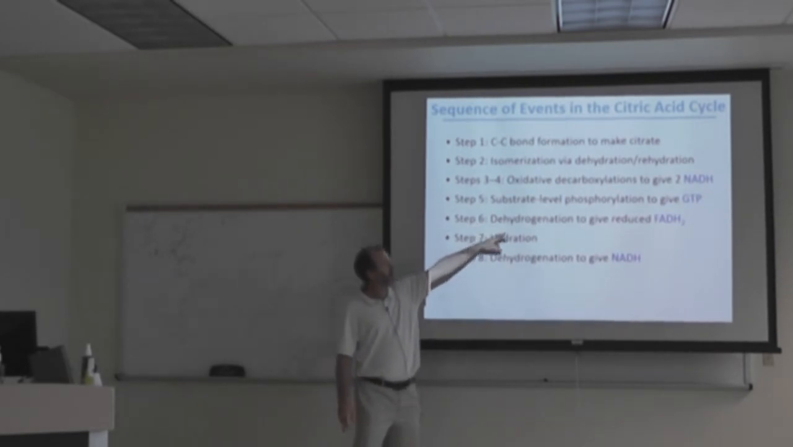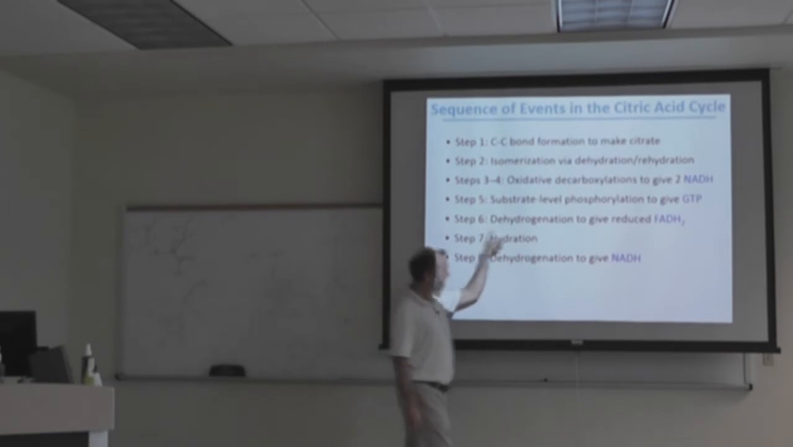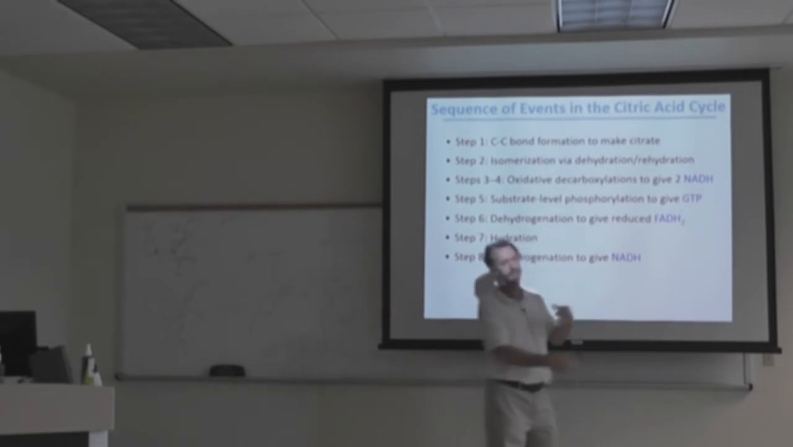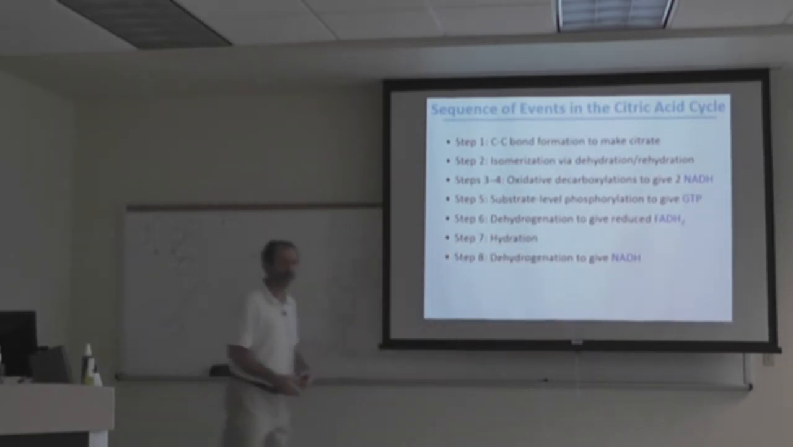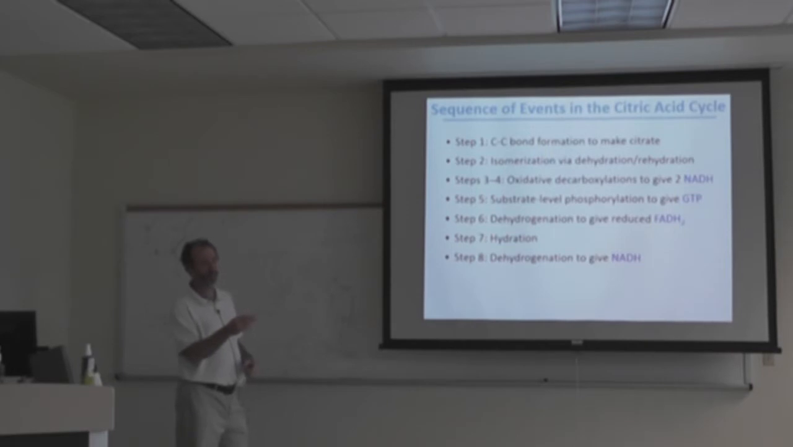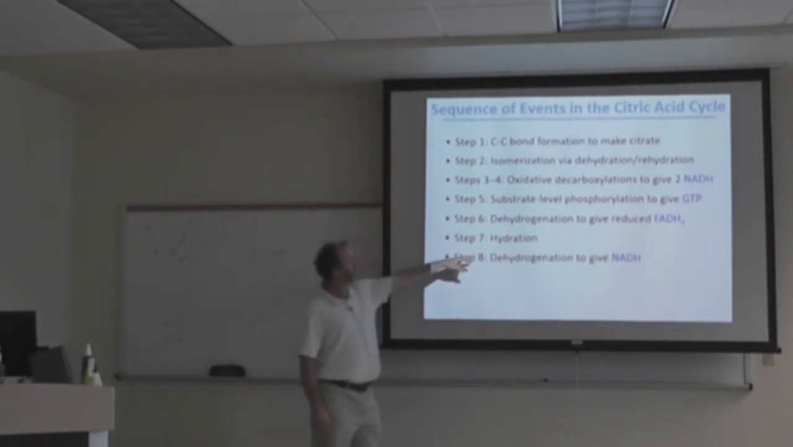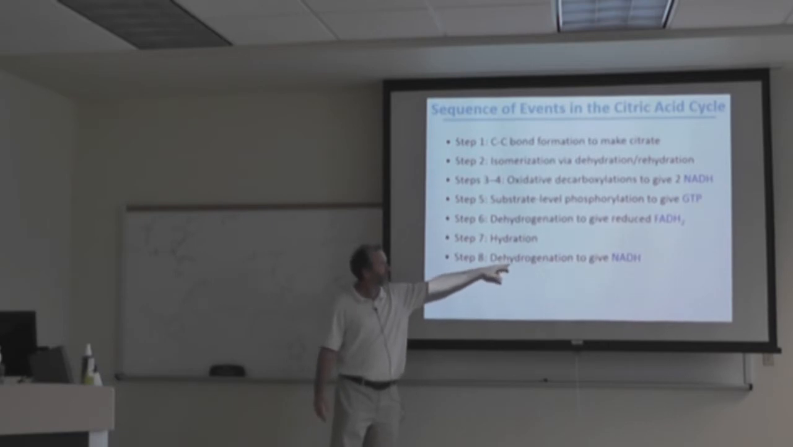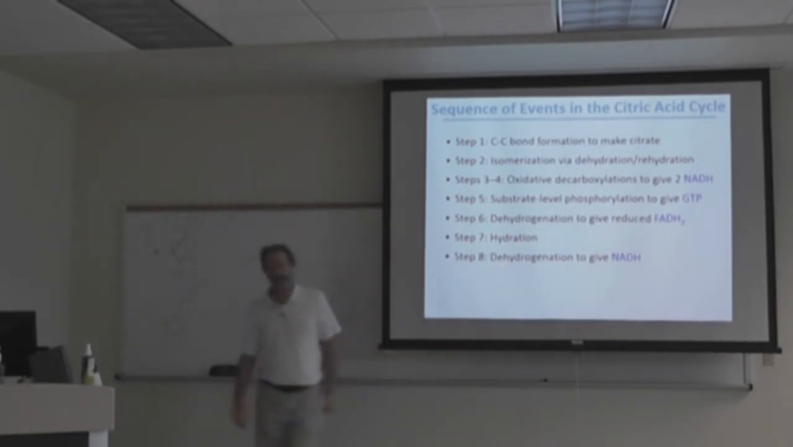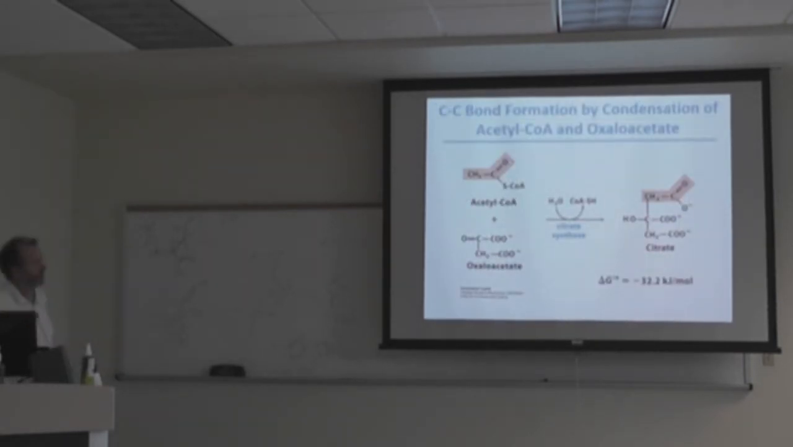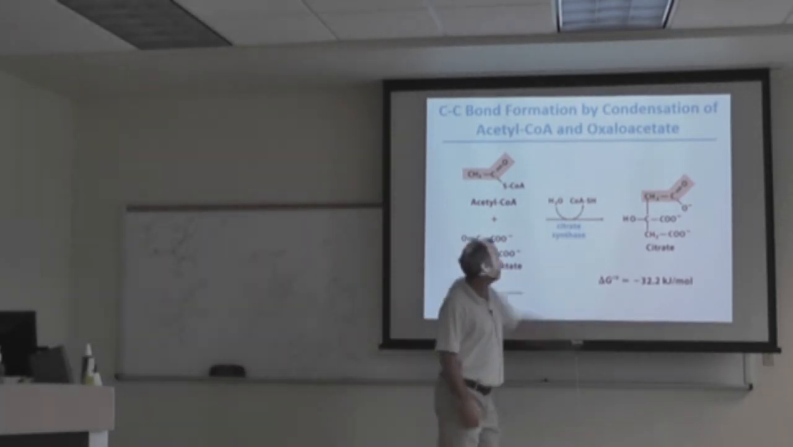Step 6 is dehydrogenation to reduce FAD to FADH2. And this oxidation-reduction reaction is actually part of the electron transport chain. It's directly in the inner membrane of the mitochondria, and these electrons go directly into the electron transport chain. Then we get hydration of the double bond, and then dehydrogenation to give NADH and regenerate oxaloacetate. So the first step is citrate synthase. We take acetyl-CoA, react it with oxaloacetate, and we generate citrate.